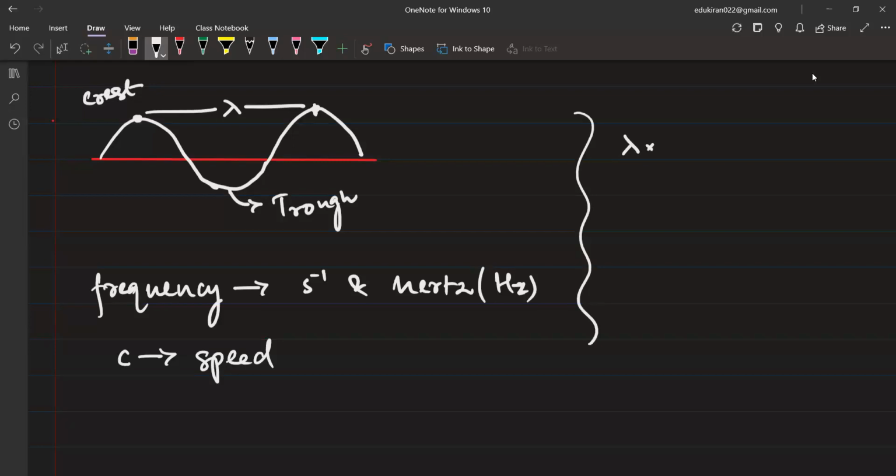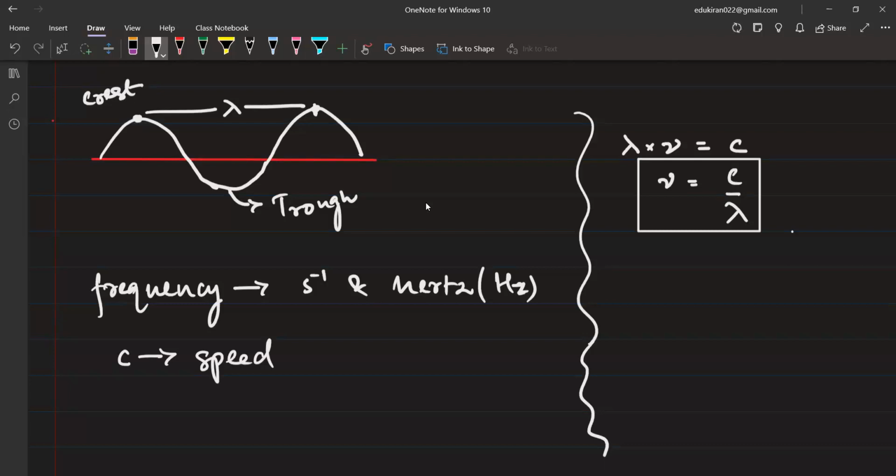Lambda times frequency, which is given by nu, this looks like V but we call it nu, is equal to the speed. So we can write nu is equal to C by lambda. Now, this is one of the formulas that we are going to use today also. Nu is equal to C by lambda. Another is the relationship between frequency and energy. In Planck's theory we studied that energy is directly proportional to the frequency of light, and for that we put a proportionality constant h, which is known as Planck's constant, E equals h nu.